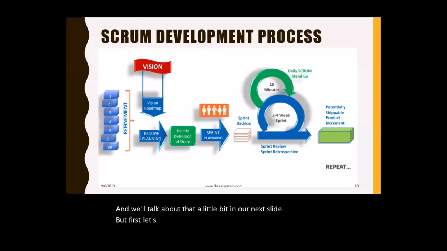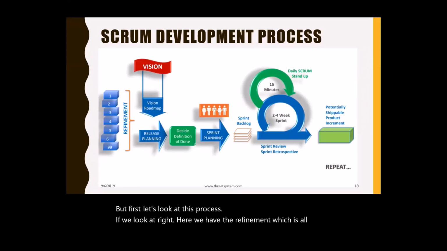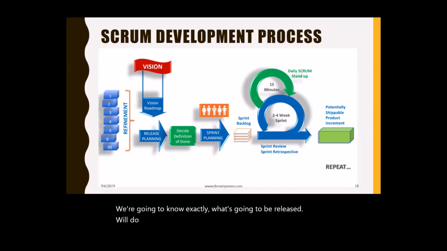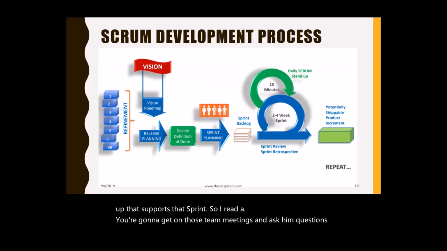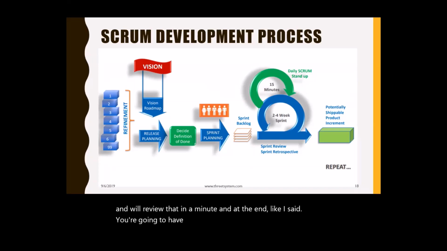But first, let's look at this process. If we look at right here, we have the refinement, which is all of our requirements. We have our roadmap. We're going to know exactly what's going to be released. We'll do our sprint planning. You see the people working hard here. You have your sprint backlog. And guess what? Every sprint, like I said, is about 2 to 4 weeks long. But right on top, you see that 15 minutes of daily Scrum stand-up that supports that sprint. So every day, you're going to get on those team meetings and ask some questions, and we'll review that in a minute. And at the end, like I said, you're going to have a product that's usable, that brings value to your customer at the end of each sprint.